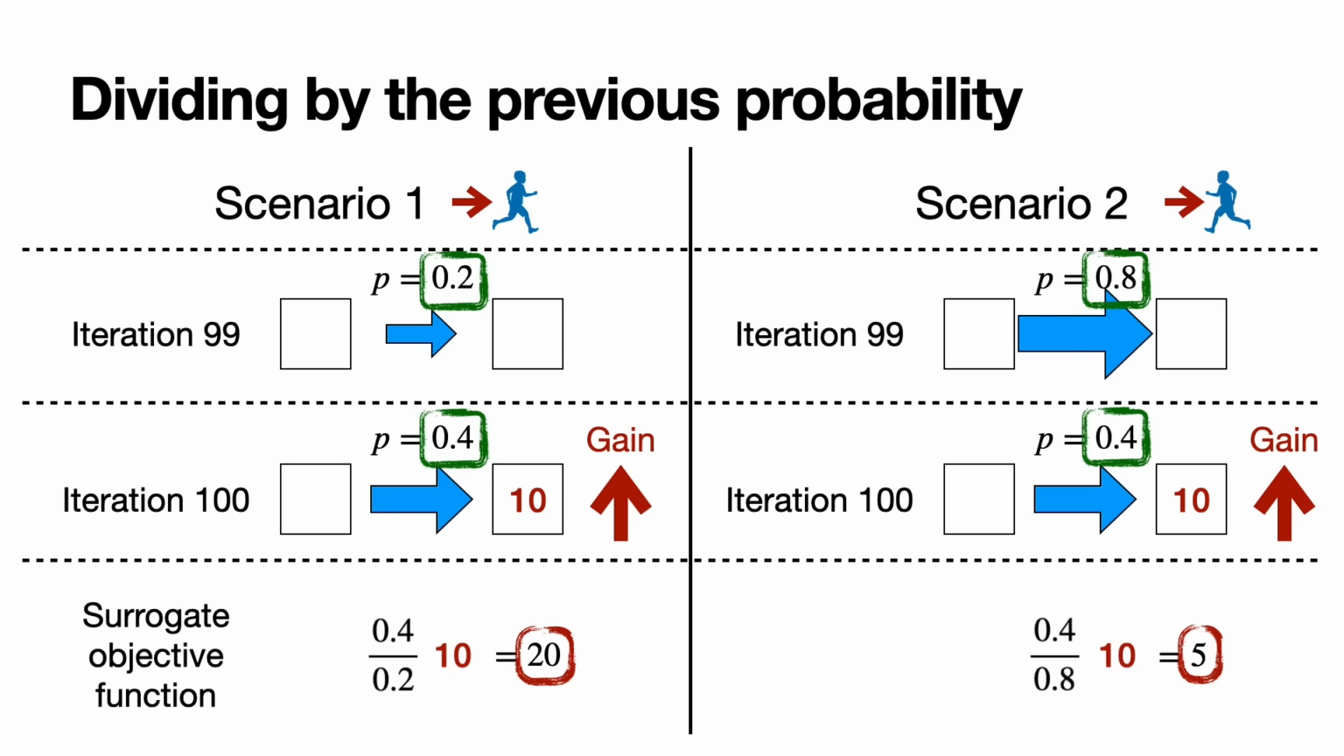So in that way, iteration 99 told us exactly what to do. If it came from small to big, we're dividing by a small number and we get a large number like the 20 on the left. And if we're dividing by a large number because it's coming from big to small, then we have a smaller surrogate objective function. So the surrogate objective function has that momentum ingrained inside it.